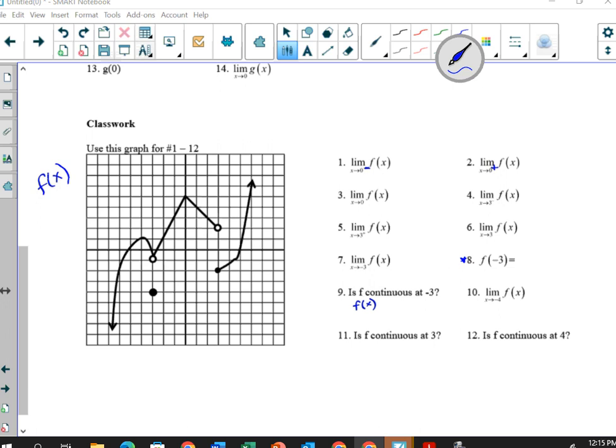All right, ready, guys? Number 1, what'd you get? 5. Number 2. Number 3. Number 4. 2. Number 5. Negative 2. We're getting quieter, guys. Are we okay? All right. 6. DNE. 7. Negative 1. 8. What is 8? Negative 4. Okay. 8 is a tricky one.